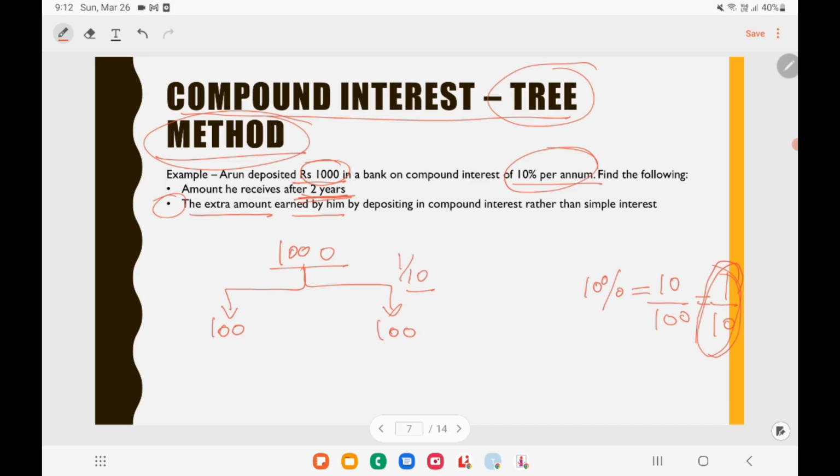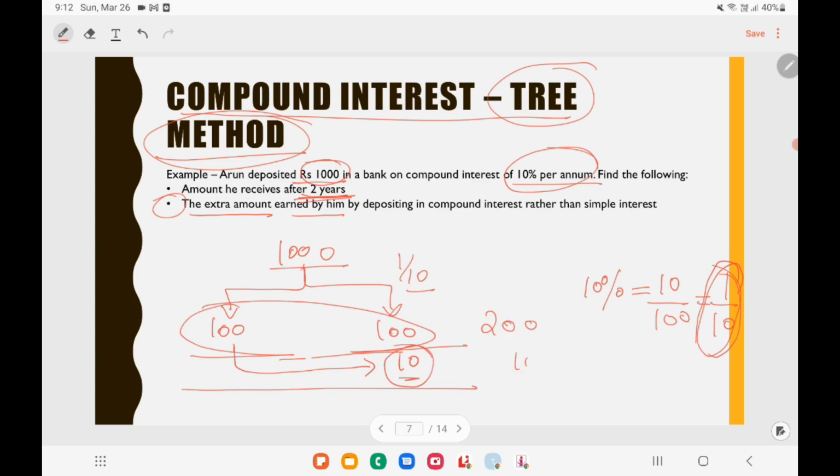Now in the second step, again multiply this 100 with 1 by 10 and write it here. So 100 into 1 by 10 is 10. So I am writing this 10 here. Now you have got two lines here. If you add this line, 100 plus 100, you are going to get 200. Write this 200 here. In this line you will get 10. If you add them, you get 210. Okay, so just write it here.